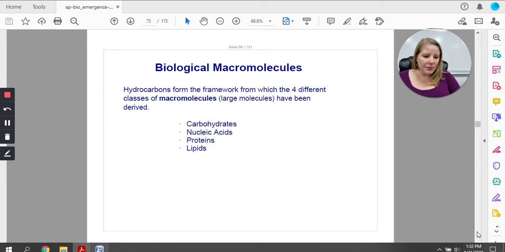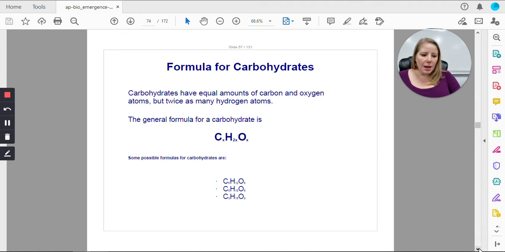Carbohydrates, sorry guys, always have carbon, hydrogen, and oxygen in them. Carbon and hydrogen tend to be equal amounts. Carbon and oxygen tend to be equal amounts. Hydrogen tends to be about double for most sugars. That number can change, and that'll tell you the difference in different types of sugars.